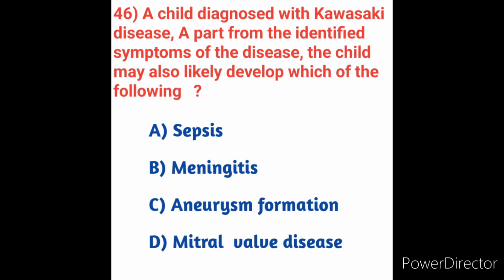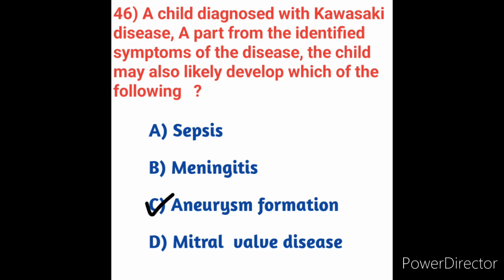Kawasaki disease is an acute vasculitis of childhood that leads to coronary artery aneurysm. So, here option C, aneurysm formation, is the correct answer. If a child is diagnosed with Kawasaki disease, apart from the identified symptoms, the child is likely to develop aneurysm formation.